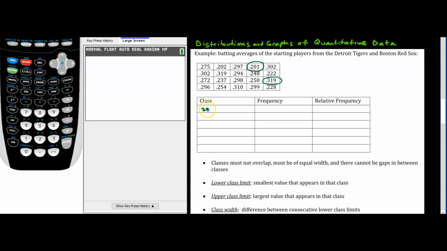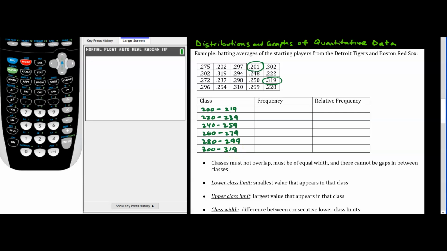I'm going to say that we have a category or a bin of 200 to 219, 220 to 239, 240 to 259, 260 to 279, 280 to 299, and then 300 to 319.